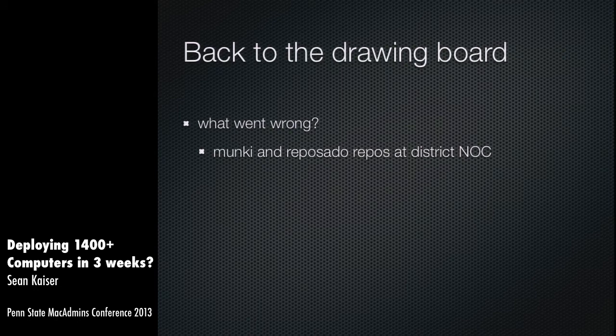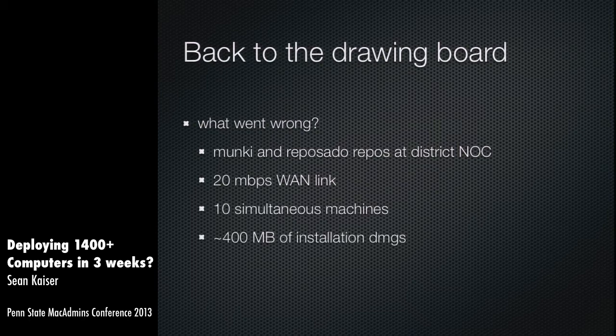And as I mentioned, Munki and Reposado, our servers were at our data center, which was at our high school, which, as I mentioned earlier, was over a 20 meg link. So now I'm trying to push 10 machines, 400 or so megs worth of installers, plus the 10.8.2 combo update, plus iTunes. Now we're looking at over a gig per machine. And I'm trying to do 10 machines at a time over 20 megabytes.